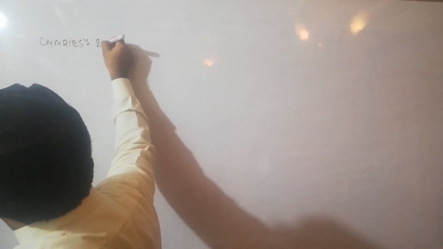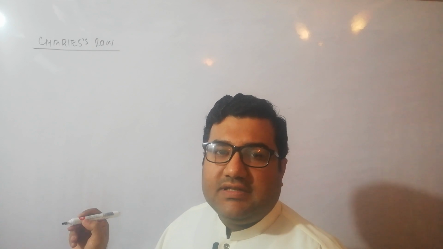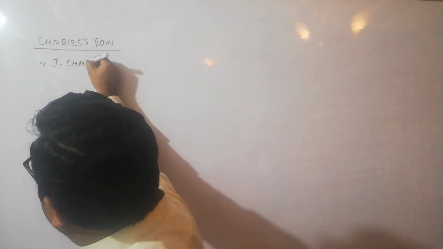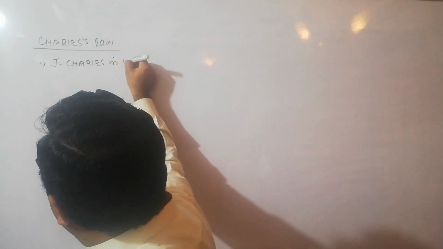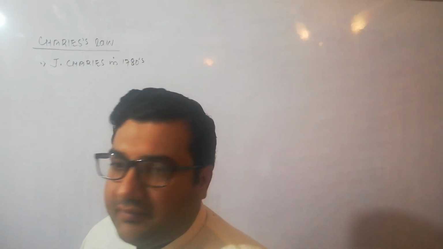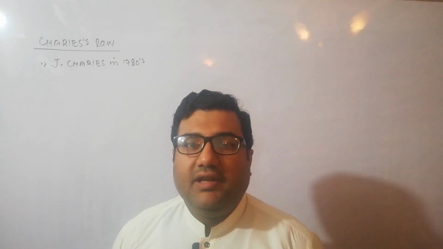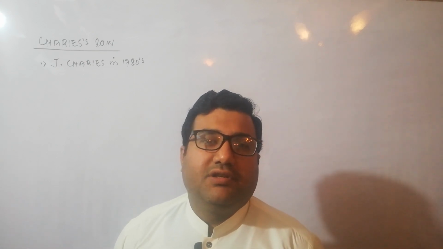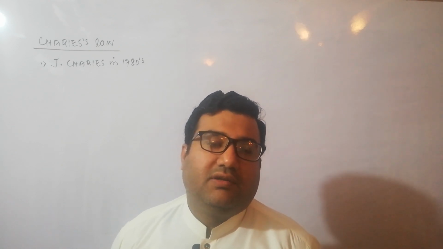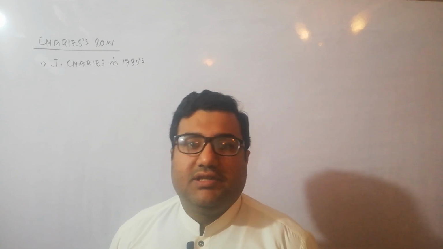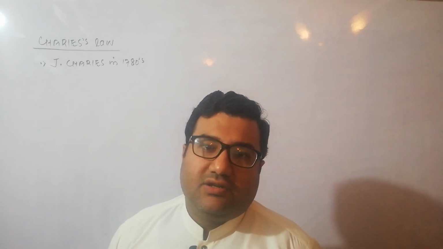Today we are going to start the next topic of the chapter States of Matter, and that is Charles's law. This law was first presented by J. Charles in the 1780s. But this law remained unpublished till 1802 when Gay-Lussac again studied the effect of temperature on the volume of gases, and he published this law. But he gave full credit to J. Charles, and this law was named after J. Charles as Charles's law.